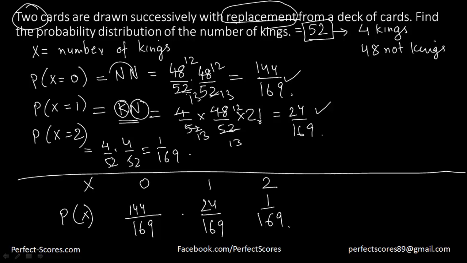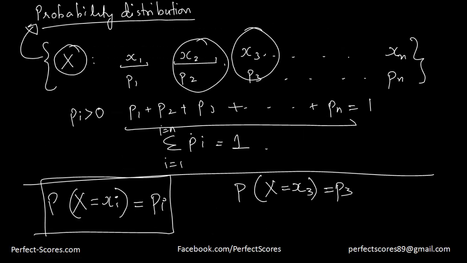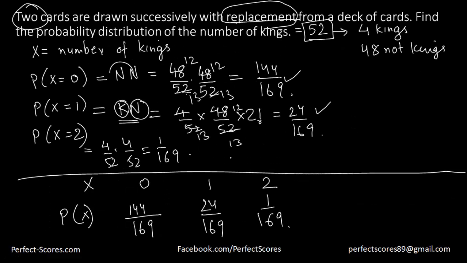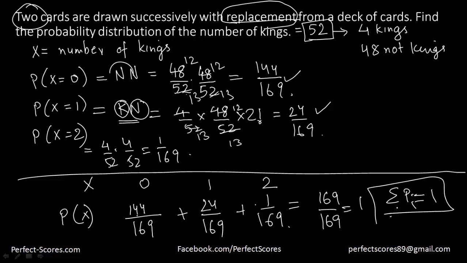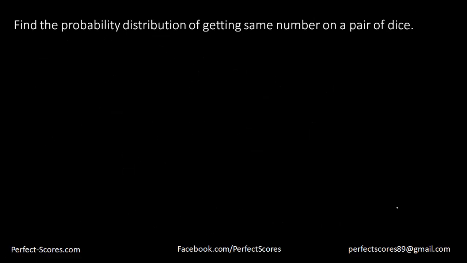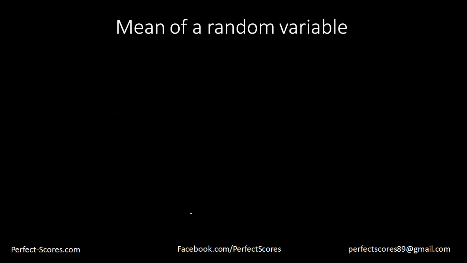Another important thing that you have to understand is that the sum of probabilities is equal to 1. So you can clearly see if you add all the probabilities, you're going to get 144 plus 24, which is 168, plus 1, that is 169 by 169. The sum of probabilities is actually equal to 1. So that is something that we are sure about, right? I suppose you're understanding this point over here, guys. Let's move forward now.